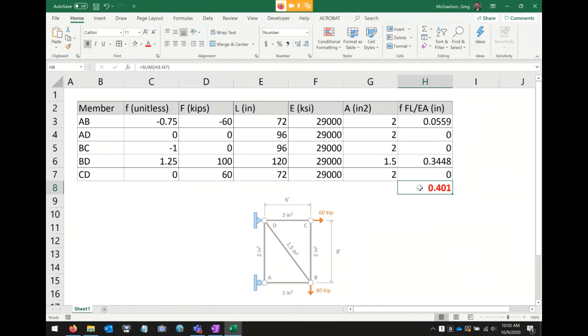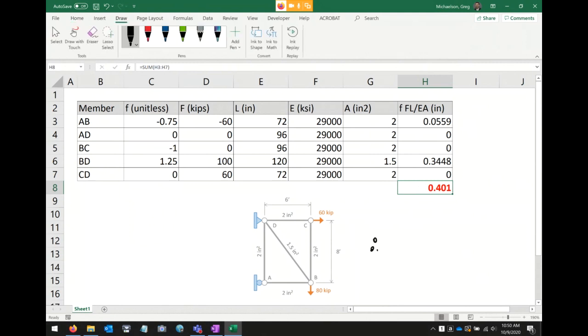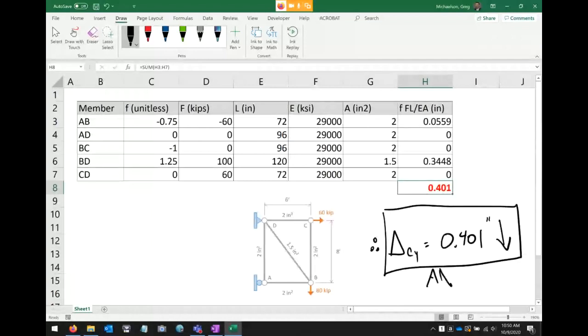So what is the answer? I propose then that the deflection at joint C in the y direction is 0.401 inches down. And that's the deflection. That's the answer. I know that was probably pretty quick, but again, this truss was really tiny. I wasn't trying to give one that was super super big.